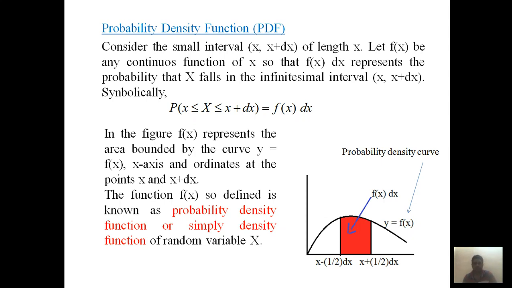In today's lecture, we shall learn about probability density functions, shortly known as PDF.